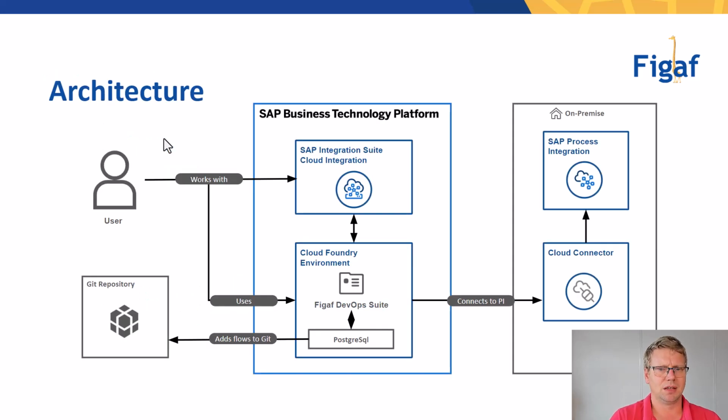A little on the architecture maybe. Ideally, you will run it in Cloud Foundry. It needs a Postgres database. It will connect to your PIPO system using Cloud Connector, and then you can connect to multiple Integration Suite, Cloud Foundry, Neo, and CPI systems.